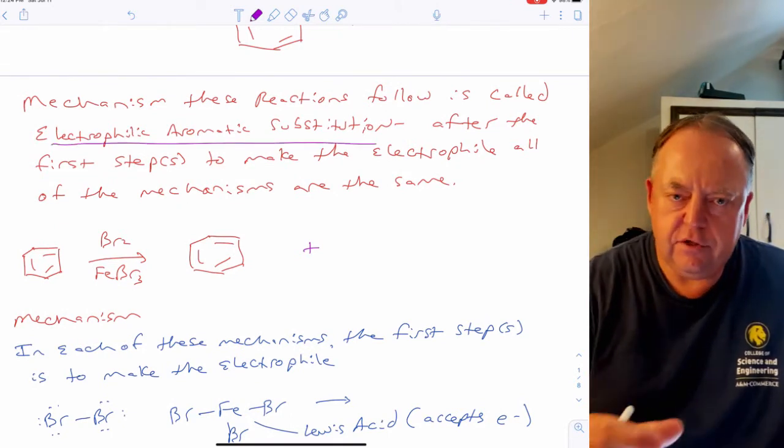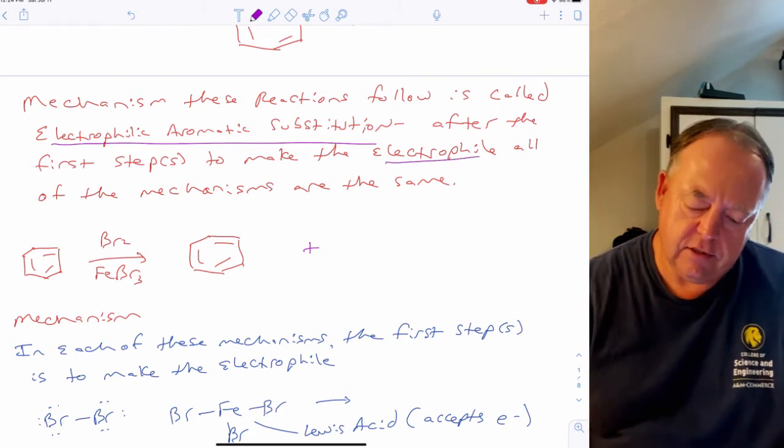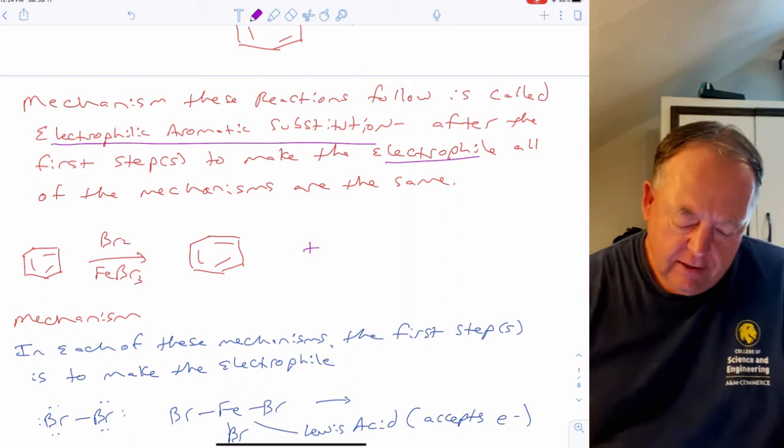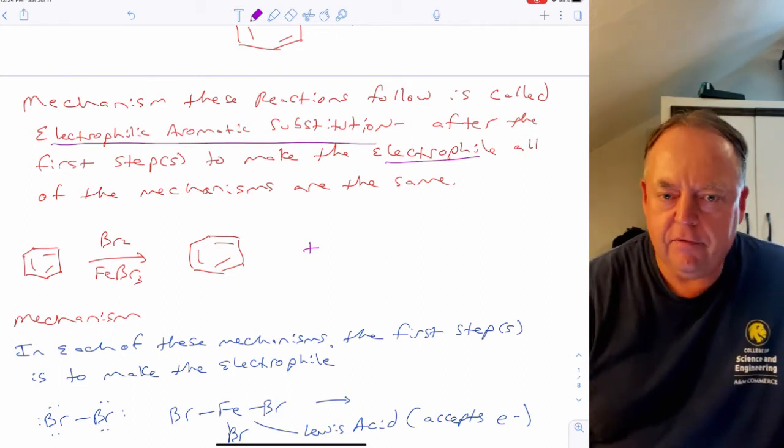After the first few steps to make what's called the electrophile, something that wants electrons, so it's something that's electron deficient, after we make the electrophile, then all of the mechanisms are the same for those other reactions.